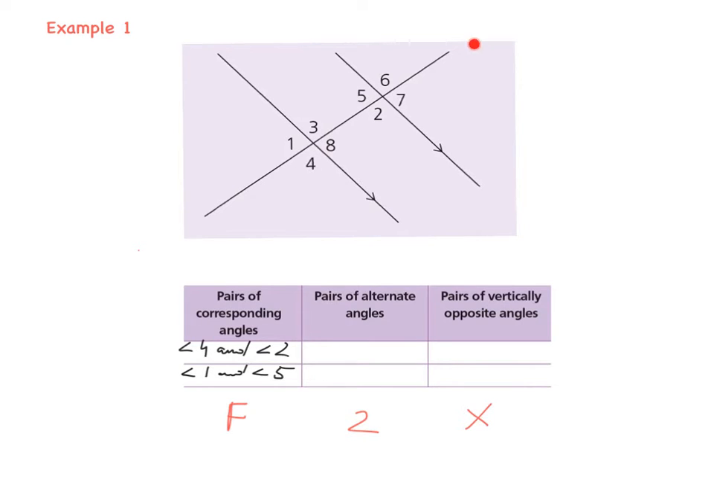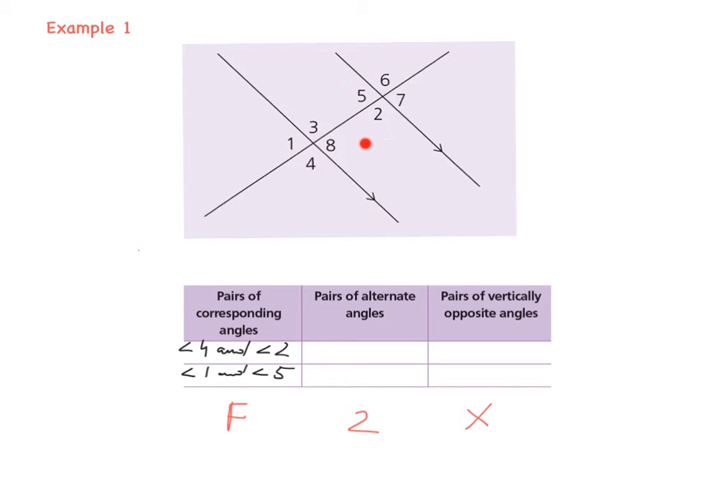And of course we have angle 7 and 8, angle 6 and 3. Okay. Next one, pairs of alternate angles. So whenever we see Z and these angles are inside or between the two lines, so they have to be in here. So Z is in here.